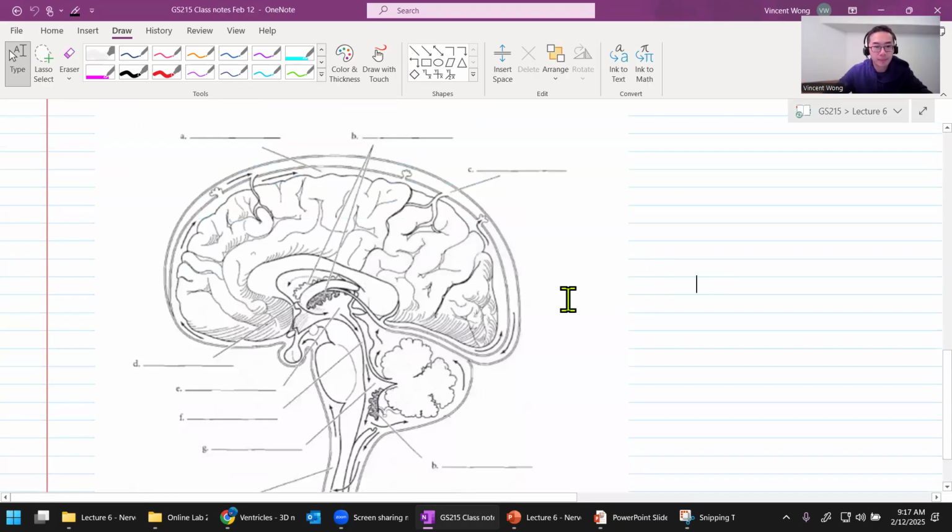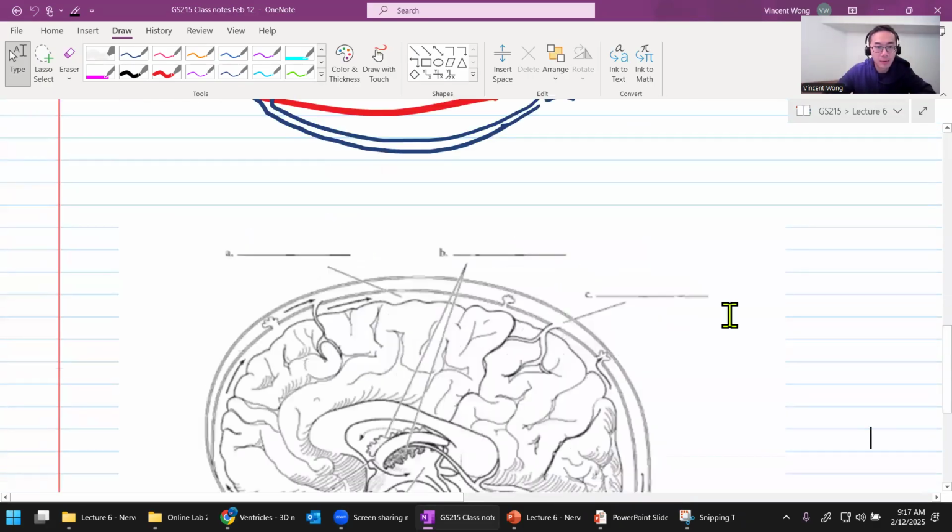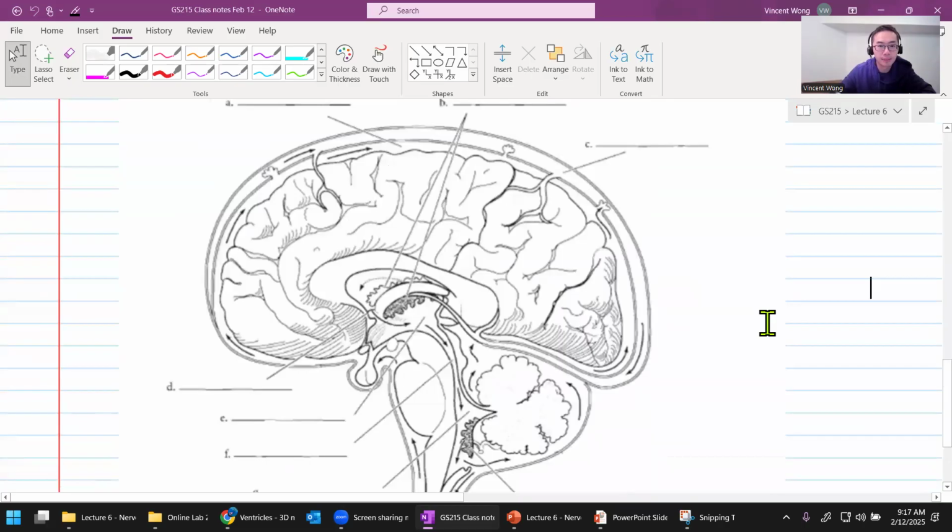Okay, let's try to label some of these things. Okay, and I will try to make it easy for you. So first of all, let's start with these little spongy looking stuff.